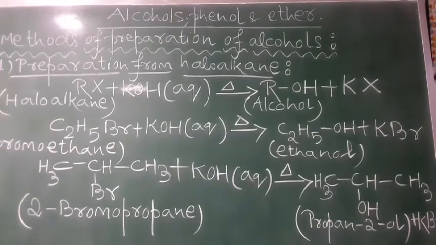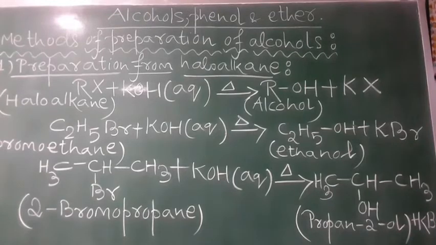The first method that we are going to discuss is preparation from haloalkane. RX represents a haloalkane, R represents an alkyl group, X represents a halide. When heated with aqueous KOH, it will give you a primary alcohol and KX. I told you X represents a halide group. Next we take bromoethane, C2H5Br. When it is heated with aqueous KOH we get ethanol and KBr.